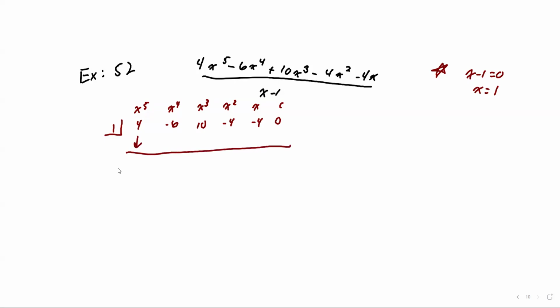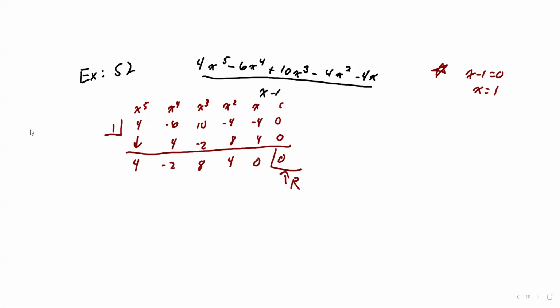Drop down that first number and get the party going. 1 times 4 is 4. Negative 6 plus 4 is negative 2. 1 times negative 2 is negative 2. 10 plus negative 2 is 8. 1 times 8 is 8. Negative 4 plus 8 is 4. 1 times 4 is 4. Negative 4 plus 4 is 0. 1 times 0 is 0. 0 plus 0 is 0. And that is my remainder.